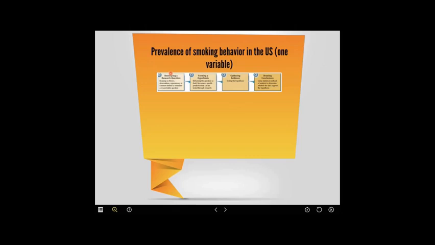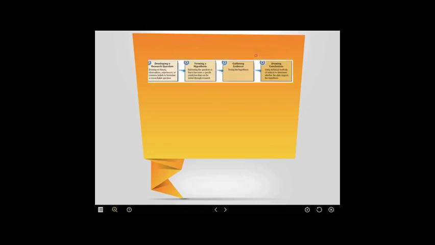So for example, an example of a one variable question would be the prevalence of smoking behavior in the US. The population is people in the US, and the variable of interest is the smoking behavior. So your question is about the frequency, what percentage of individuals in the US smoke. So this is a research question with one variable. Or you may have a research question with two variables.